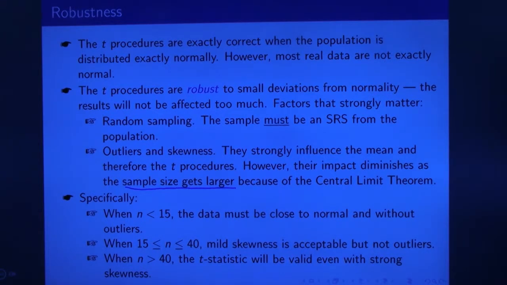If your sample size is greater than 15 but less than 40, mild skewness is acceptable but not outliers. If your sample size is greater than 40, then no matter whether you have skewness or outliers, your t statistic will be valid even with strong skewness.